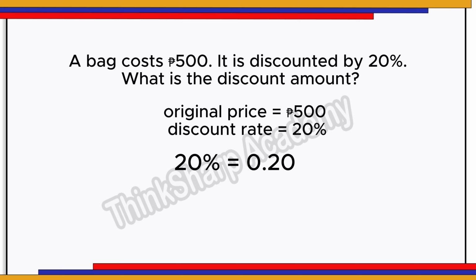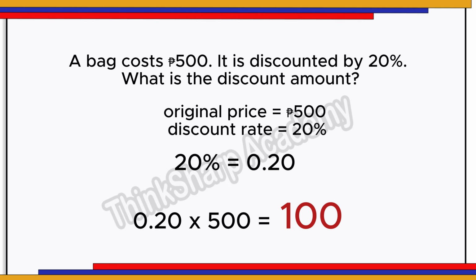After that, we multiply the original price by the decimal to find the discount amount. So we compute 0.20 times 500, which equals 100. Therefore, the discount amount is Philippine peso 100.